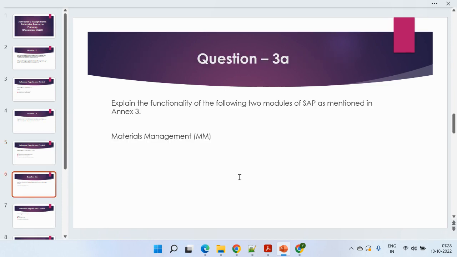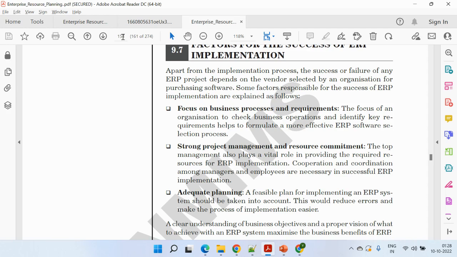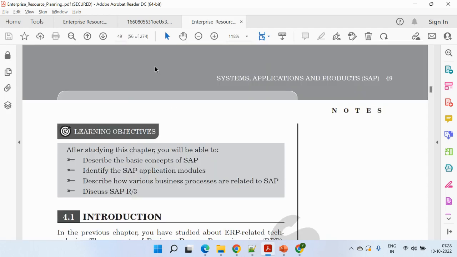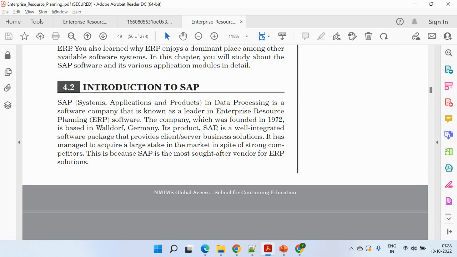Coming to the third question, it is a very straightforward question. Explain the functionality of the following two modules of SAP as mentioned in Annexure 3. The very first one is materials management. So firstly you need to go to page number 49. On page 49 it's mentioned about the introduction to SAP, which is system, application and products. What is this all about?